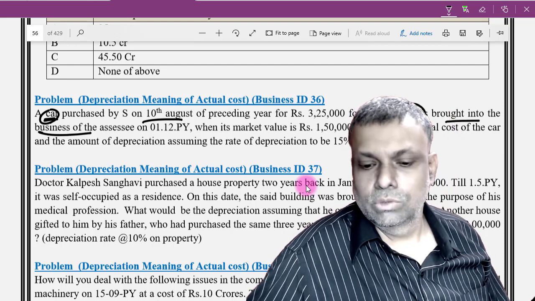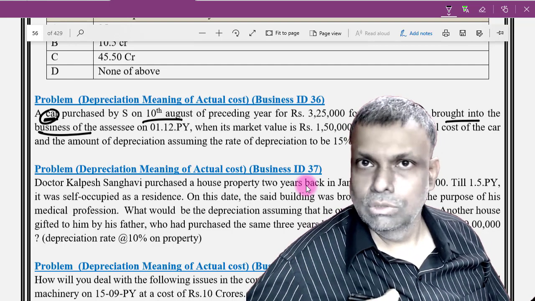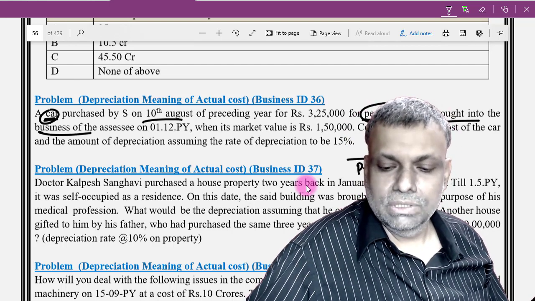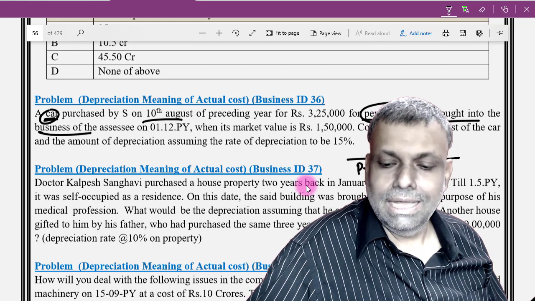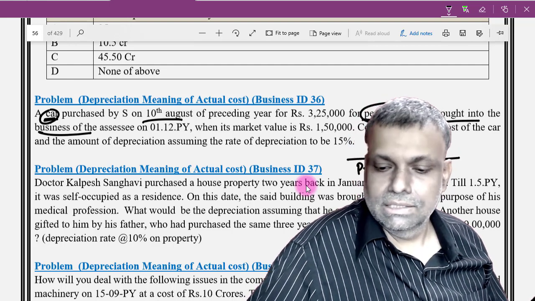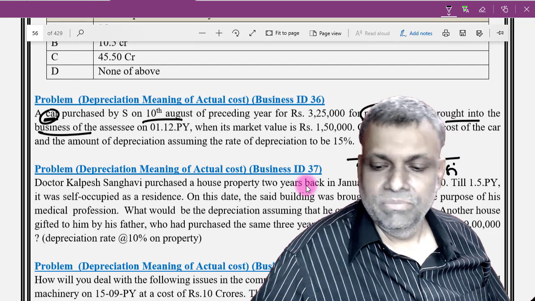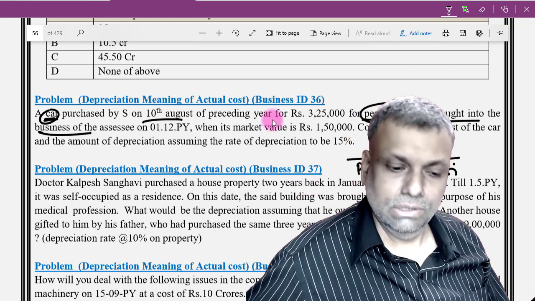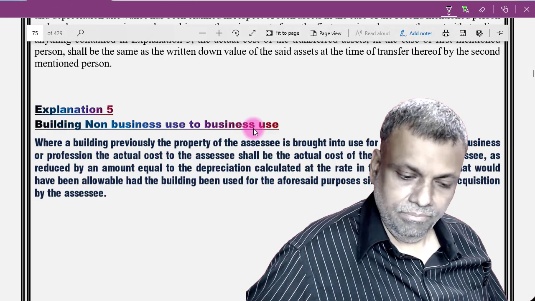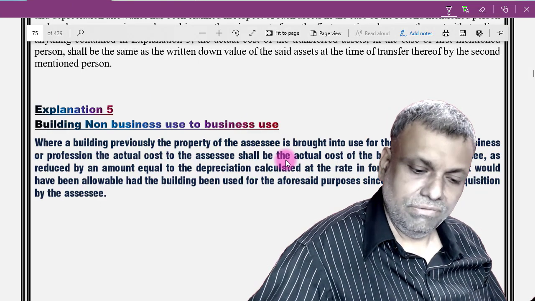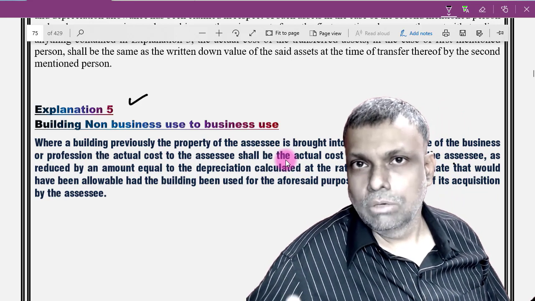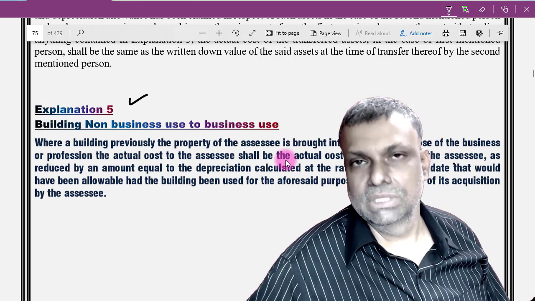That means this is a situation where I am the owner of the asset. Previously, I used it for personal purposes, and now I convert the use of the asset into a business purpose. Now, friends, this situation is covered by one of the explanations to section 43(1), and that is explanation number 5, where an asset previously used for a non-business use is now used for business use.